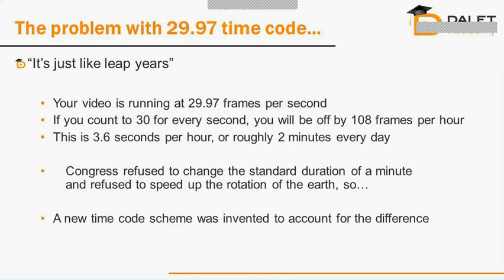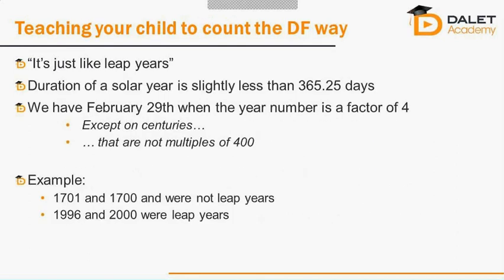It's like leap years. You count 30 for every second. If you count 30 for every second, you'll be off by 108 frames per hour if your actual frame rate is 30 times 1,000 over 1,001. You can be off by 2 minutes a day. Congress wouldn't change the rotation of the Earth or change the duration of a minute, so we had to do something different. So SMPTE came up with a counting mode that's a bit like leap years.